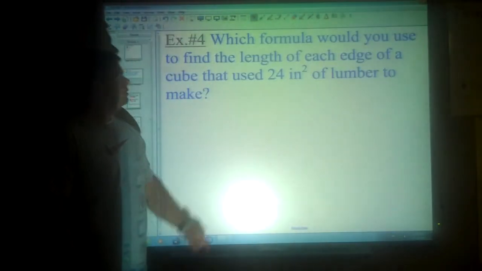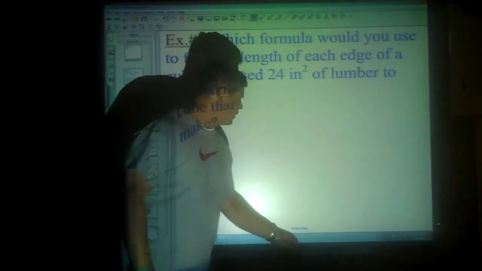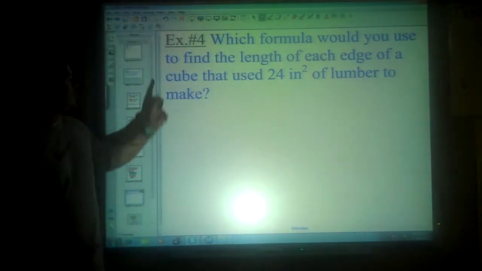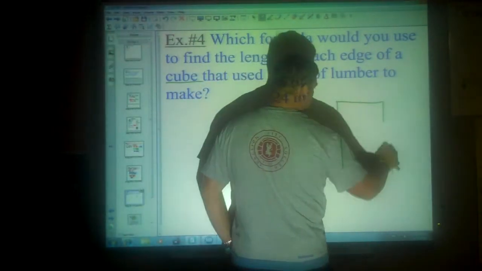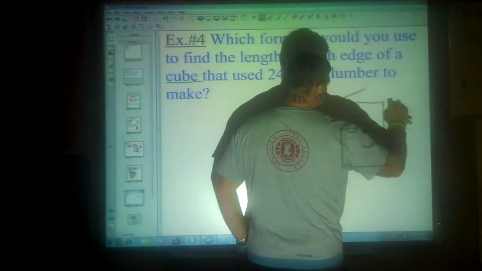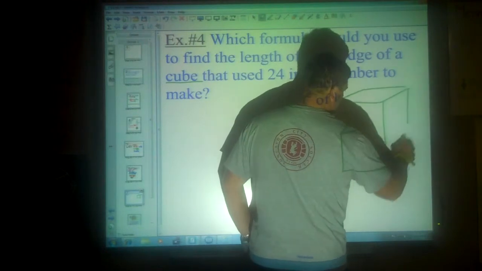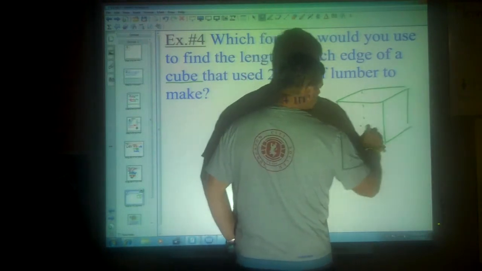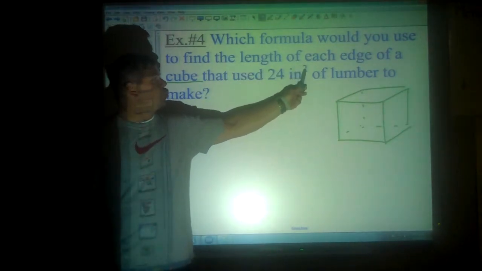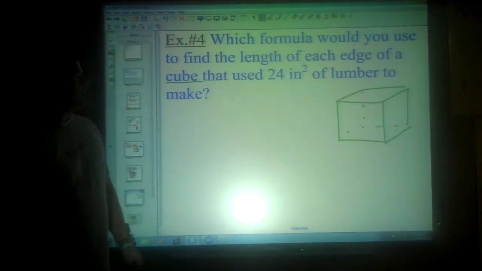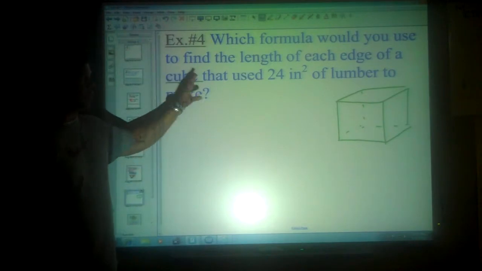The last example, which formula would you use to find the length of each edge of a cube? Dealing with a cube tells me we must have this. That use 24 square inches of lumber to make. That's it. This is a hard problem.